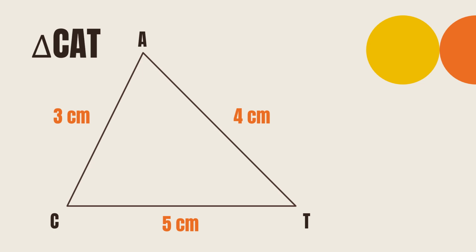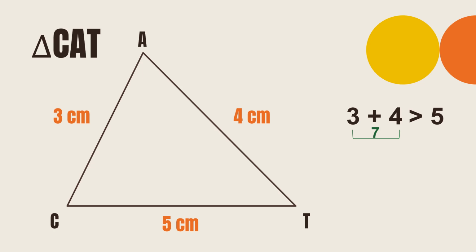Based on the theorem, let us take two sides. Let's take the 3 cm and the 4 cm. 3 plus 4 is greater than the third side, which is 5 centimeters. That's correct, right? Because 3 plus 4 is 7, and 7 is greater than 5. So, that is one case.